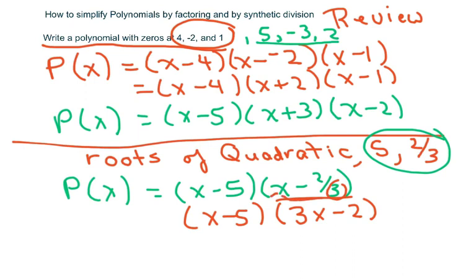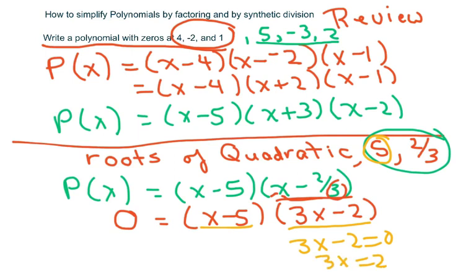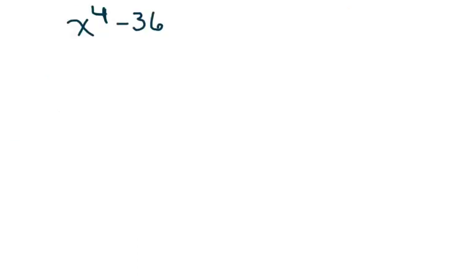Because if we set this to 0, we already know if we set this first part to 0, we get 5. But the second part, we're going to set to 0. 3x minus 2 equals 0. And when you solve for x, you're going to get 3x equals 2. And we divide both sides by 3, we get x equals 2/3. So that's where it crosses the x-axis. So instead of writing it this way, we want to write it this way. Okay? Now, let's get into the nitty-gritty.